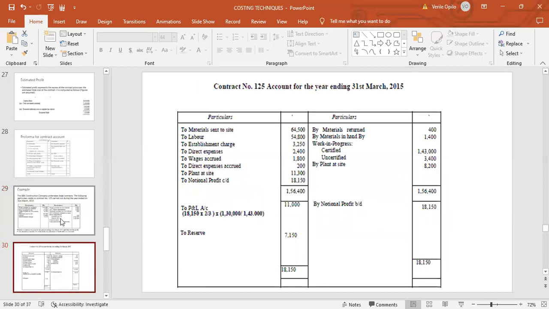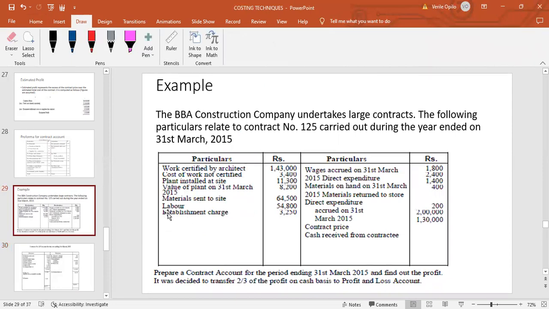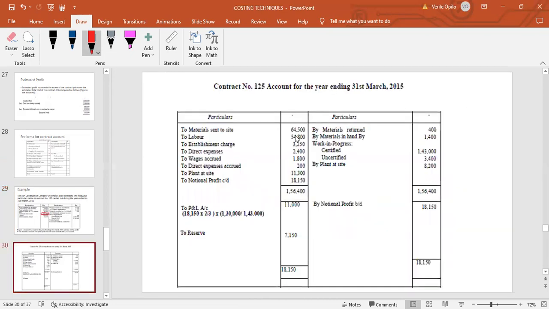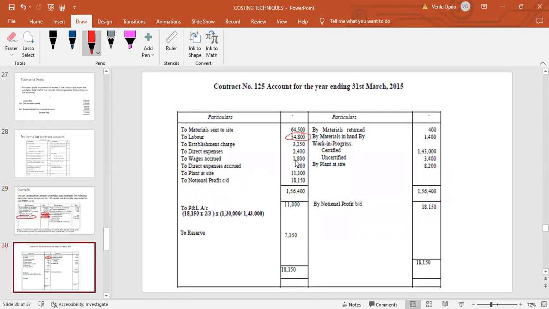So the first one is the materials that were sent to the site. In this case, you were told that the company sent materials worth 64,500 to the site. And this is what we have here. We have that materials sent to the site were equal to an amount of 64,500. The other thing you're supposed to show is the labor. In this case, the labor of 54,800. And this is the labor that we were provided. The other expense we have is the establishment charge, and the establishment charge is equal to 3,250.